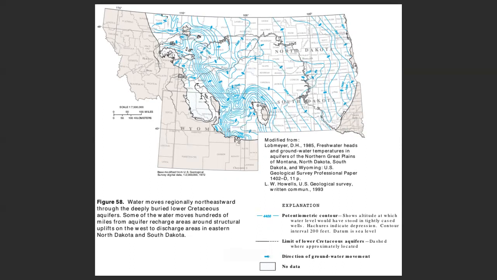Yeah, this is a potentiometric map. It shows the head contours of aquifers in the northern Great Plains. And basically, it's just showing that here at the mountain front, in general, we have higher groundwater heads, and that these heads move across North Dakota towards Minnesota is the general flow direction.